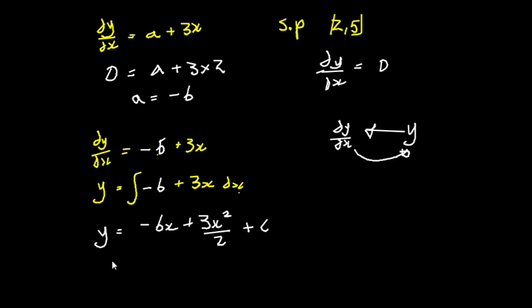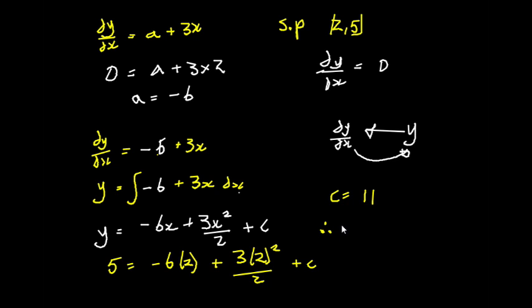So using those 2 points, we can say 5 is equal to minus 6 times x, which is 2, again 2 plus c, and then we can solve for c as normal. So c is going to be 11. And final step, we say therefore our y equation is going to be minus 6x plus 3x squared over 2 plus 11.